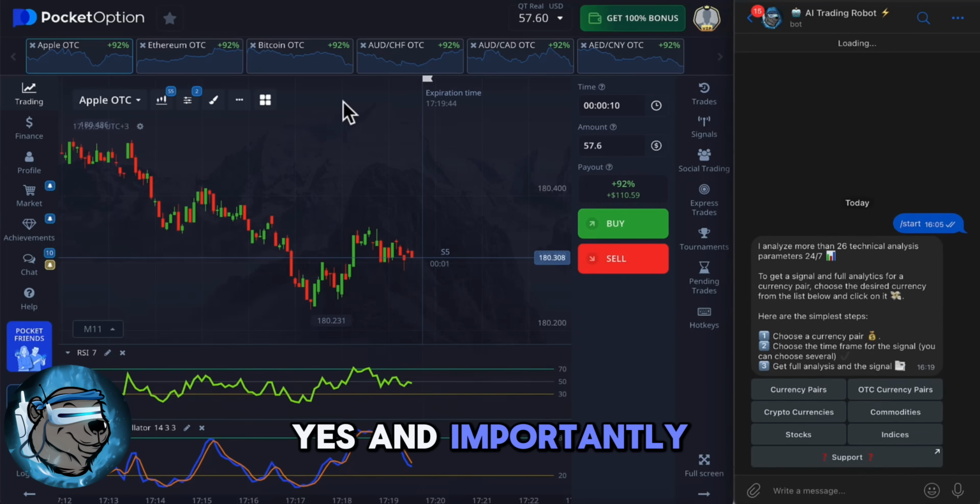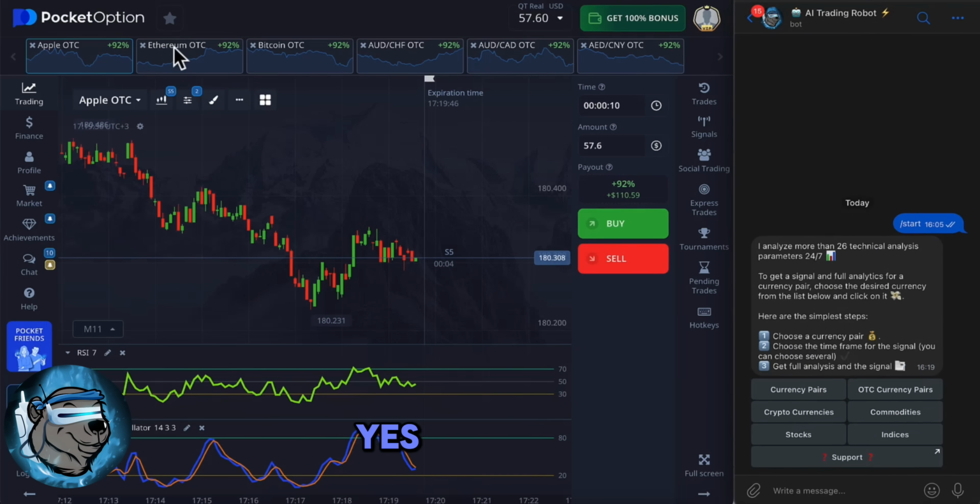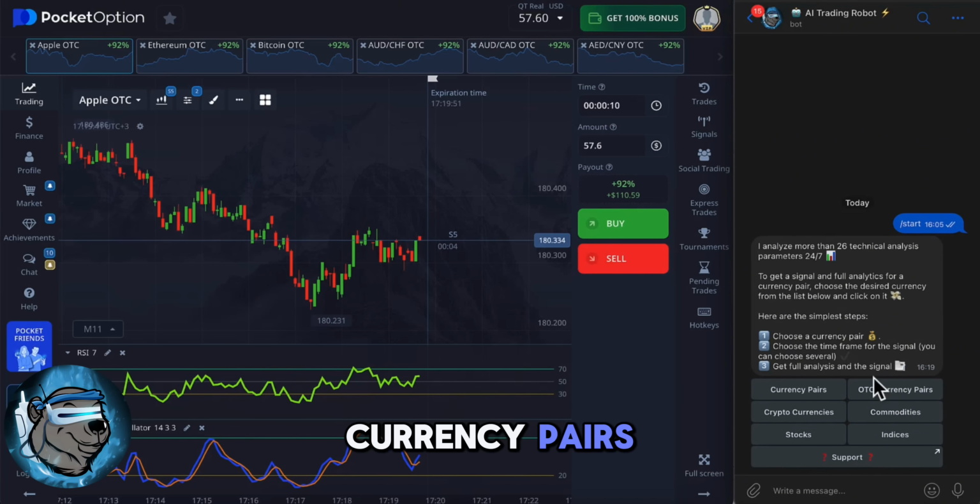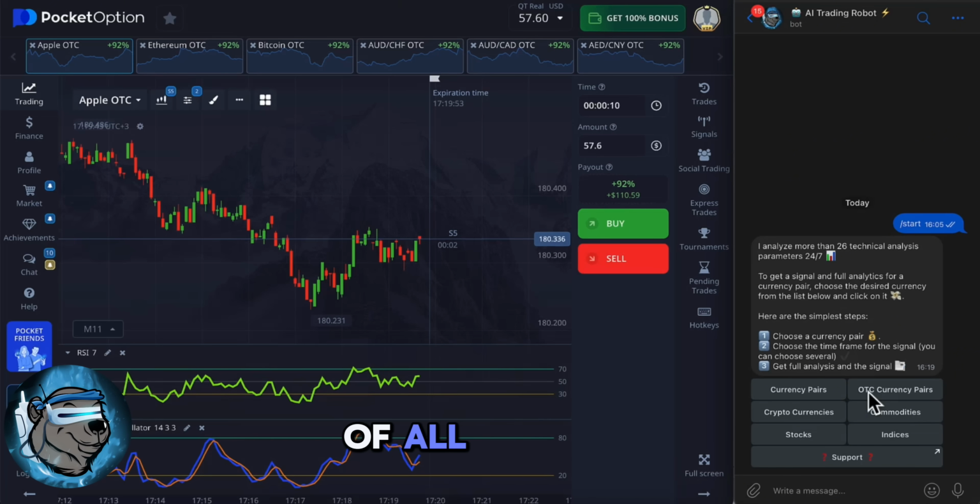Importantly, I forgot to mention something. Today I'll be trading stocks, crypto assets, and currency pairs. So I'll be testing the functionality of all possible trading variations with this tool.